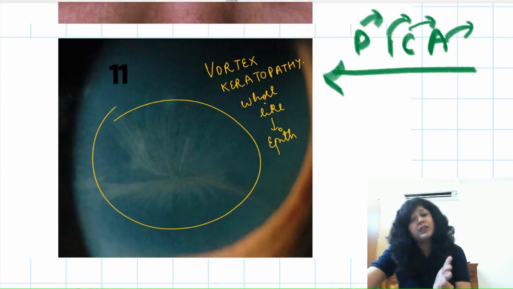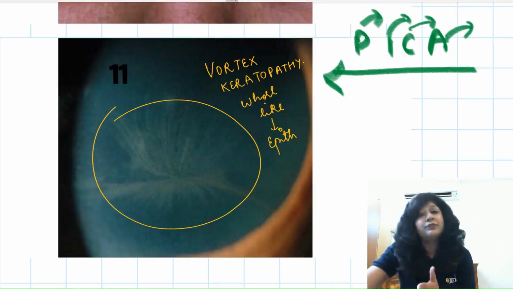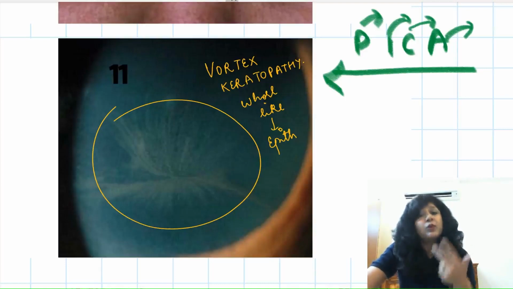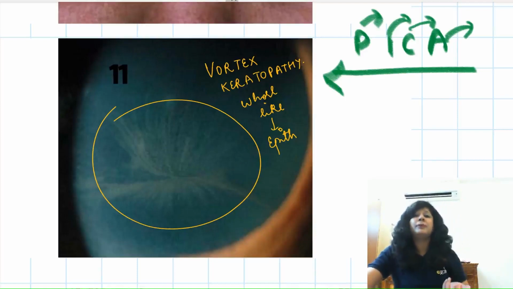Then apart from this, for comfort, we can give cycloplegics because there is so much pain. Another thing, if there is developing glaucoma along with it, you have to treat for the complications.